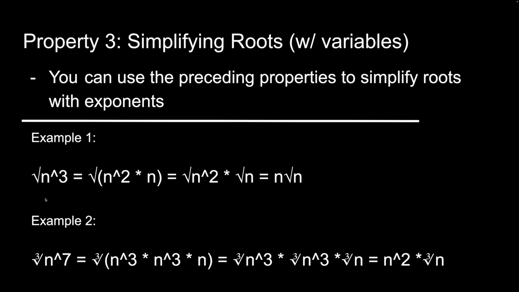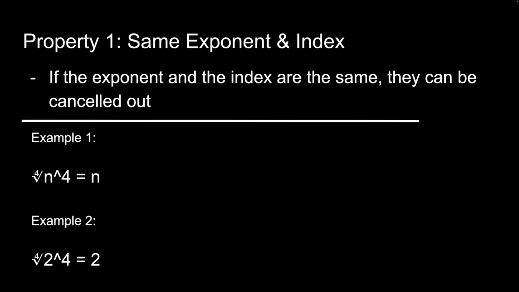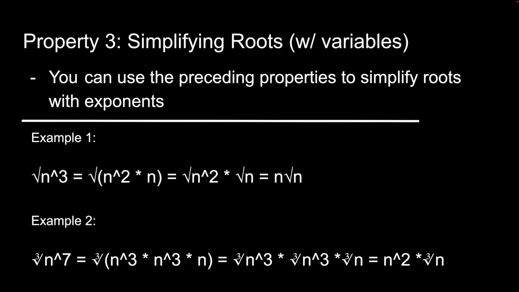We can rewrite n cubed as n squared times n because that would still result in n cubed, and which can be rewritten as the square root of n squared times the square root of n. Now we know from the first property, the same exponent and index, that the square root of n squared is simply equal to n. So this can be rewritten as n times root n.